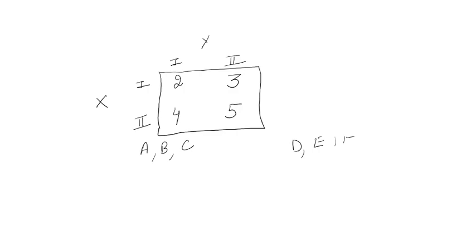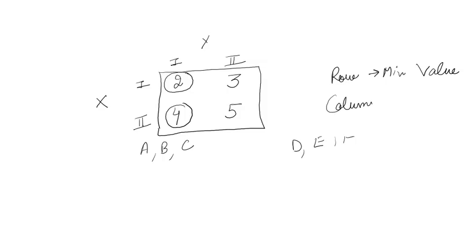Now the point that we have to do is, there is a simple way to do this. You have to find out the minimum value in each row. In the first row, what minimum value do you see? That is 2. In the second row, what minimum value do you see? That is 4. So what you have to do is find out, within the rows, the minimum value, right? And in the column you have to find out the maximum value.